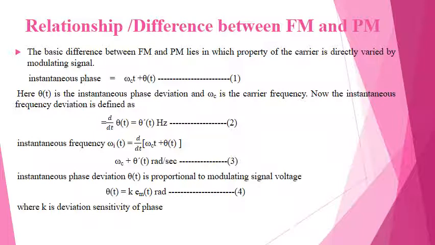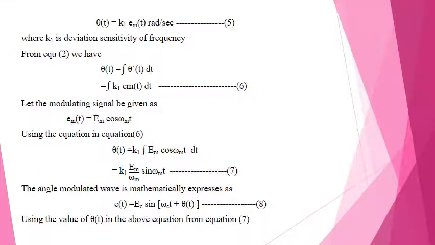So the instantaneous phase deviation theta(t) is proportional to the modulating signal voltage. So theta(t) is equal to k into em(t) radian. Here k is the deviation sensitivity of phase. So theta dash of t is equal to k1 em(t) in radian per second, where k1 is the deviation sensitivity of frequency. So from equation 2 we have theta(t) is equal to the integral of theta dash of t dt. So here we are substituting k1 em(t) dt for theta dash of t inside the integral.